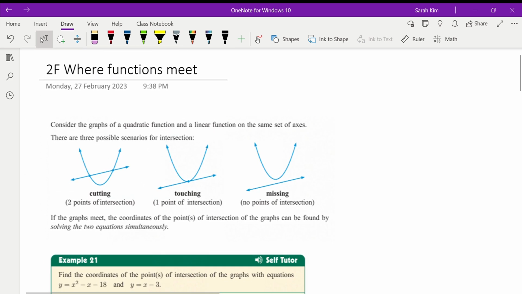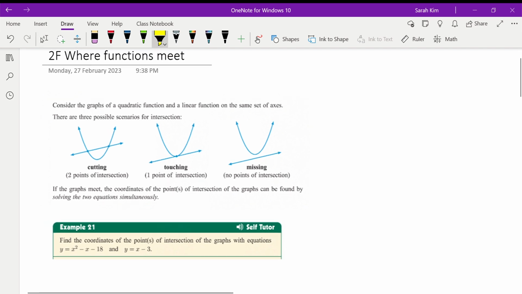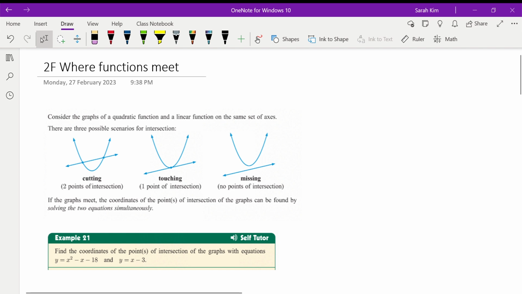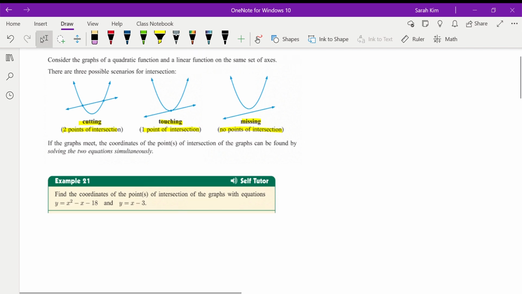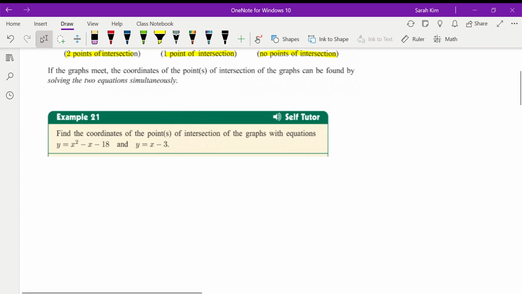Okay, so we are going to do where functions meet. All you need to do is use some algebra in order to find out if the graph is cutting, so if there's 2 points of intersection, if it's touching, meaning 1 point of intersection, or if it's missing, there's no point of intersection. So that's just what you will have to summarize and find out. Let's have a look at this example.